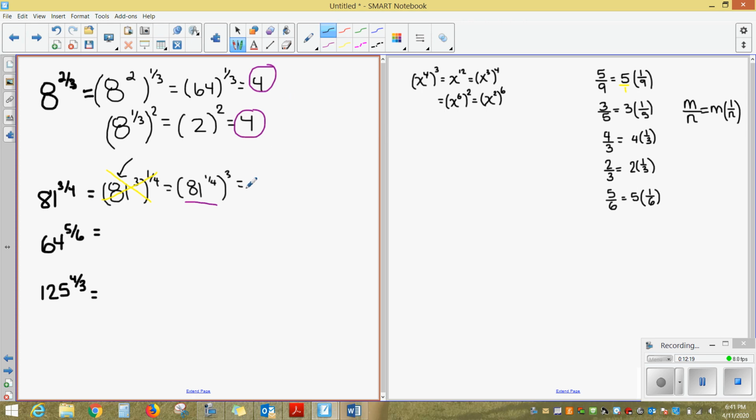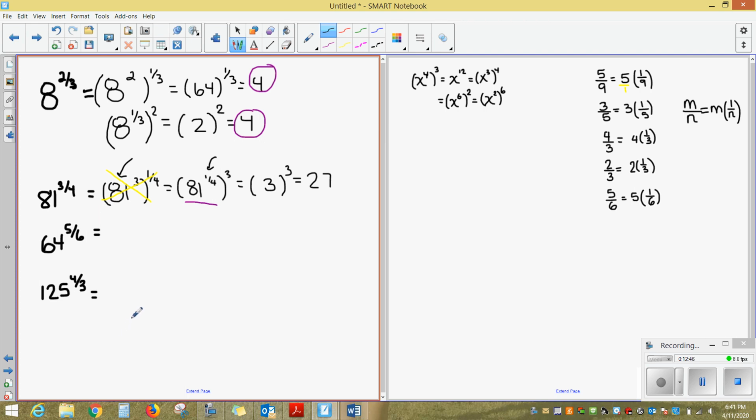If we put the fraction inside the parentheses and we take care of it first, the 4th root of 81 is equal to 3. I can do that without pushing any buttons. And then I know 3 times 3 times 3 is equal to 27. So if we put that fraction on the inside and we do the root first and then the exponent, all of our numbers should be manageable.